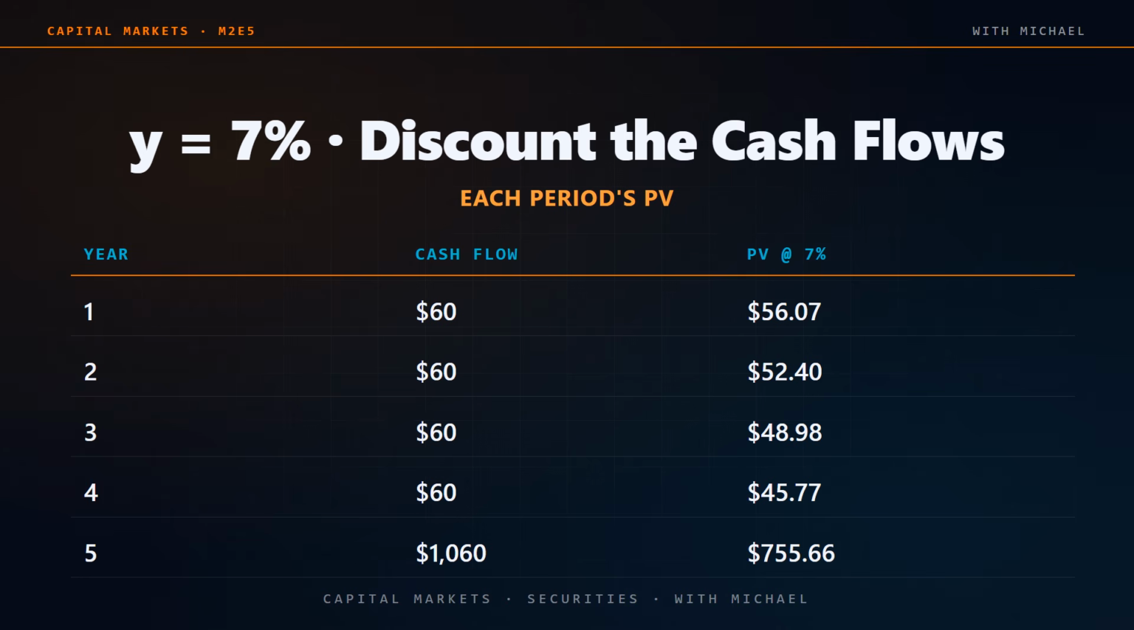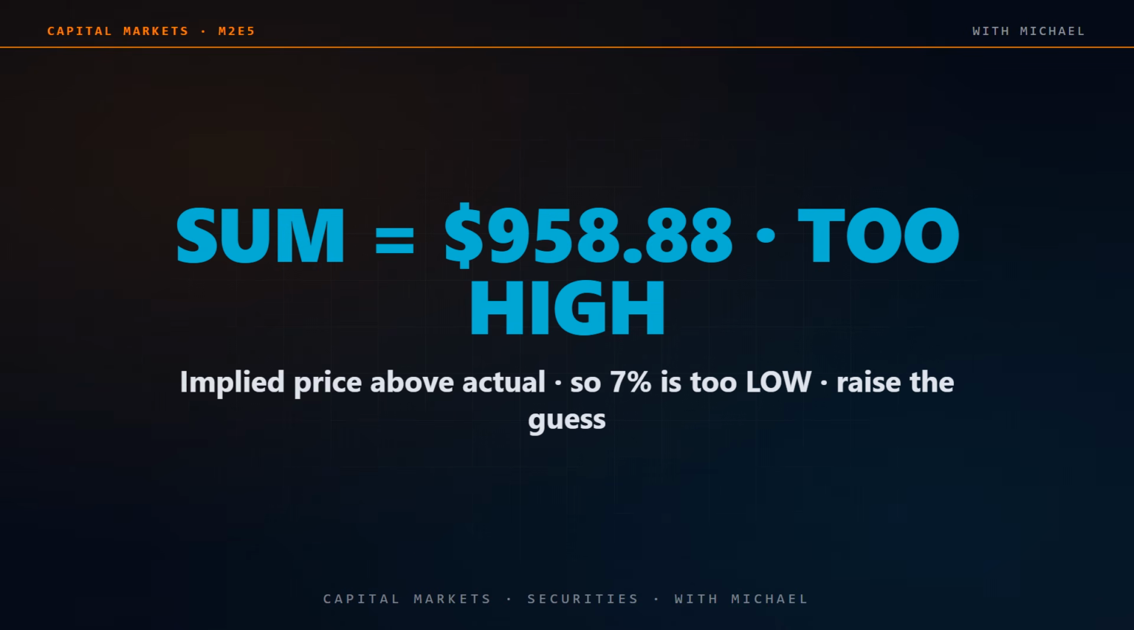1060 over 1.07 to the fifth equals 755.66. Sum equals 958.88. The computed price is 958.88. The actual price is 950. Computed too high. So our guess of 7% was too low. We need to try a slightly higher yield.